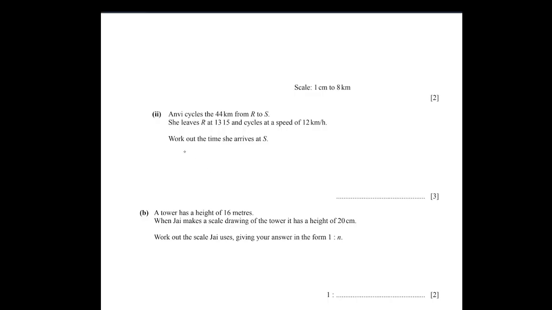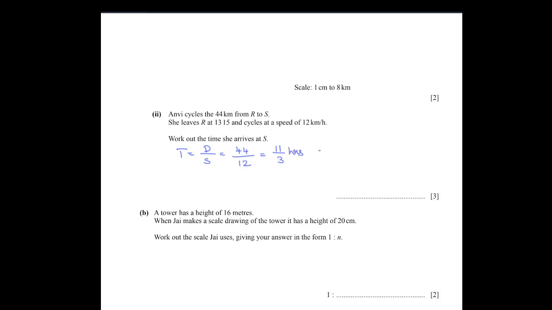What is the formula? Time is equal to distance by speed. So that will be 44 divided by 12. You can do it in the calculator also. So just do 44 by 12, which is 11 by 3. Keep it as it is, 11 by 3, don't change it into anything. So this is 11 by 3 hours.